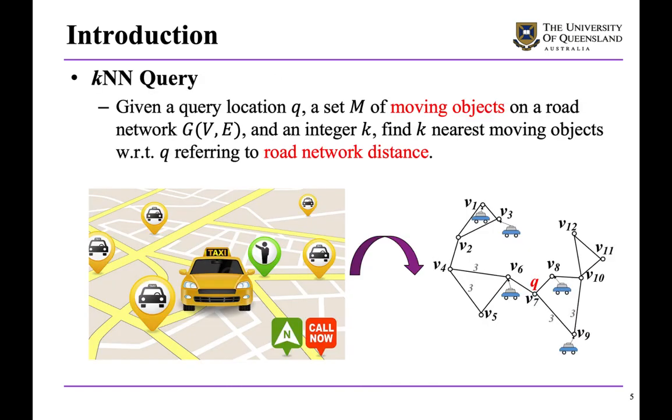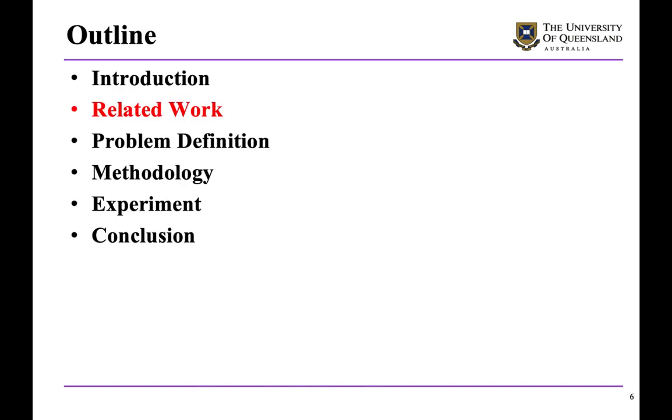Given a query location q, a set of moving objects such as the taxis on the road network, and an integer k, the kNN query aims to find the k nearest objects with respect to q, and the distance is measured by the road network distance. In general, we model the road network as a directed weighted graph, and here is an example. As for the kNN query on moving objects, there are plenty of related studies on it.